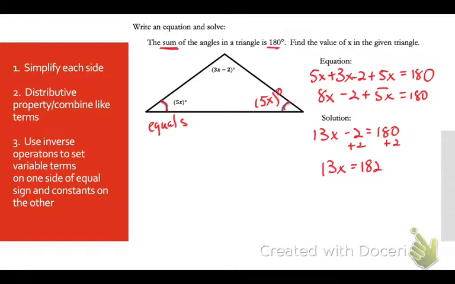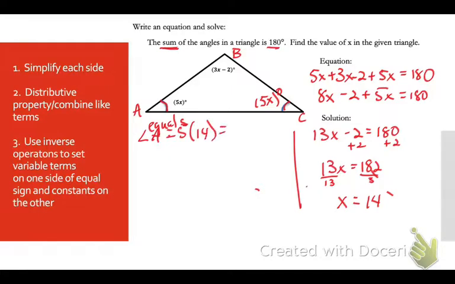The 13 is multiplying by x, so we'll divide by 13. Now we have done it, the value of x is 14, but that doesn't really help us know the angles of the triangle, so let's go ahead and find the angles. I'm labeling them angle A, B, and C. Angle A is 5 times x, and x is 14. So that will give me 70 degrees.